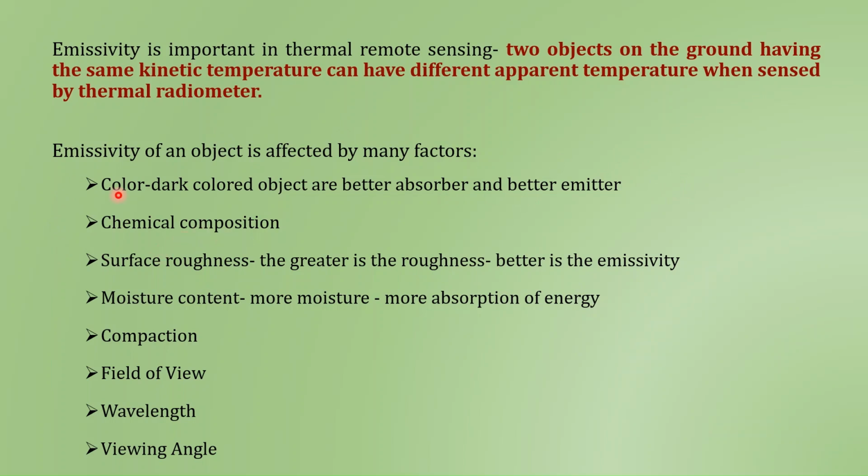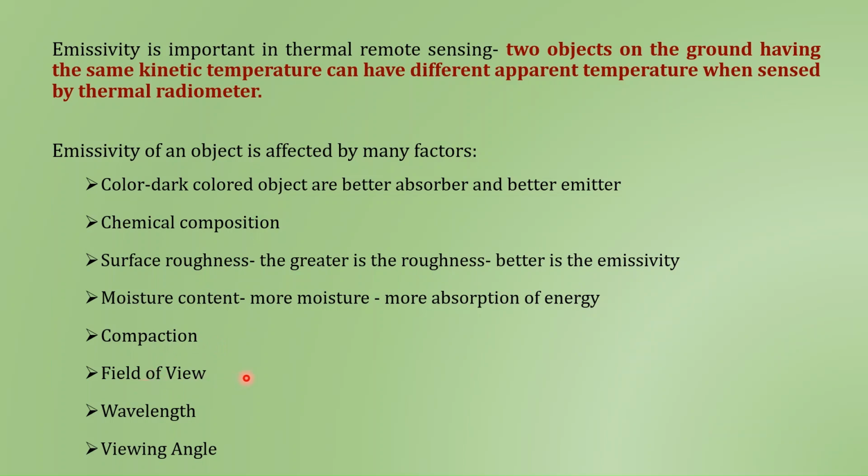Chemical composition also affects the emissivity. Surface roughness: the greater the roughness, the better the emissivity. Moisture content can also affect the emissivity. More moisture will lead to more absorption of energy, thus more emission. Emissivity is also affected by the compaction of the material.